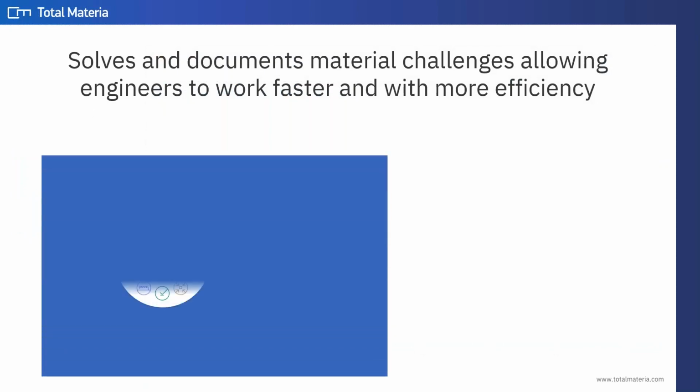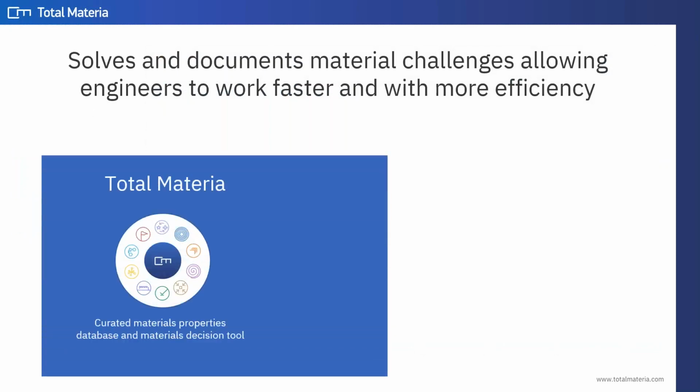Of course, what is Total Materia? Total Materia is a curated materials properties database and a materials decision-making tool. We have over 500,000 designations on the database, so we're very confident that you could at least find some properties that you're looking for, as well as the material. But on top of all that material information, we also provide different tools to help you decide on the right material for your design project.